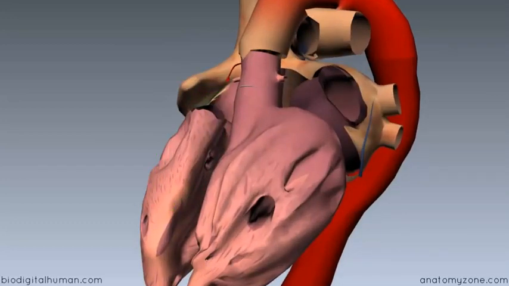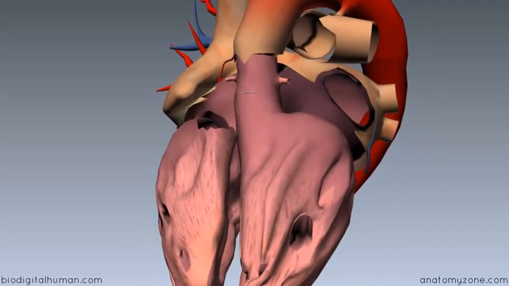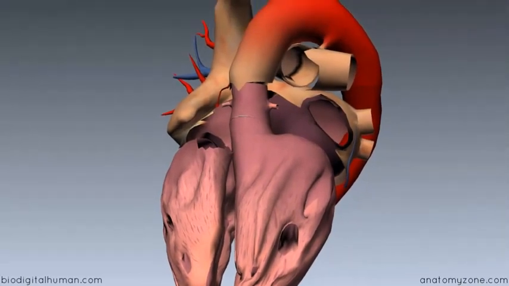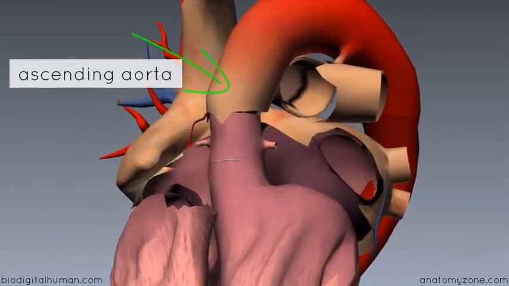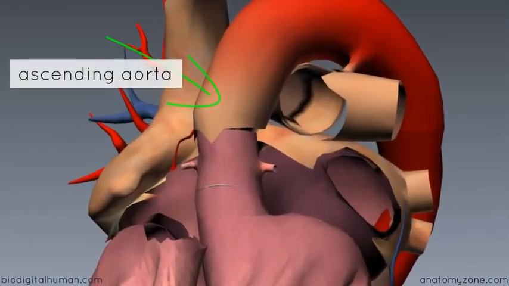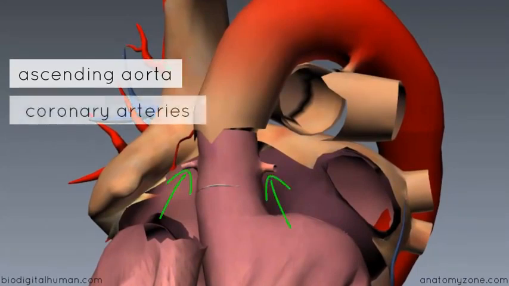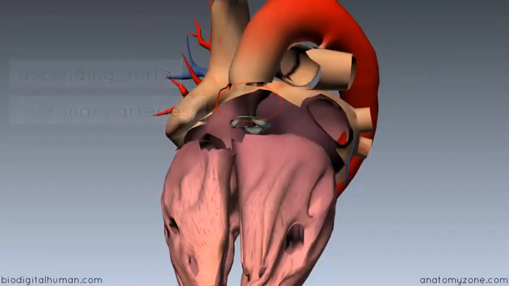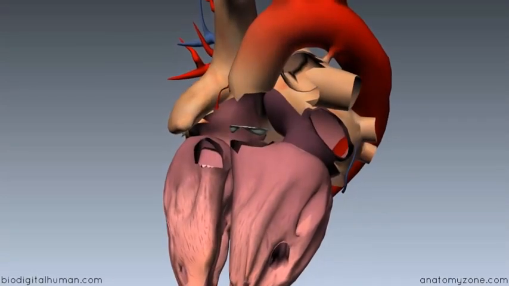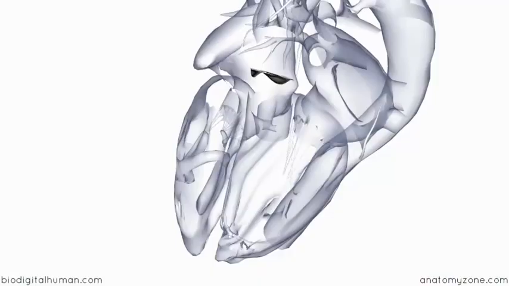So I've just removed some structures from the model so we can visualize the aortic valve. Up here we've got the ascending aorta, and you'll notice that there's two vessels coming off here. These are the coronary arteries. You've got the left and the right coronary artery coming off right at the beginning of the ascending aorta. If I just remove this for a moment, you can see the valve, the aortic valve.